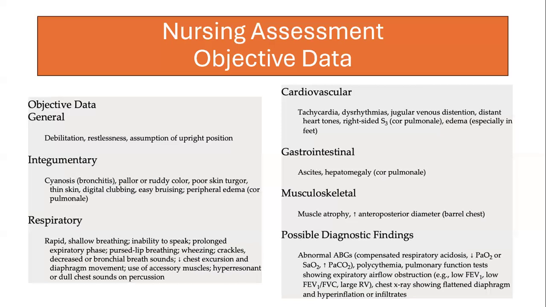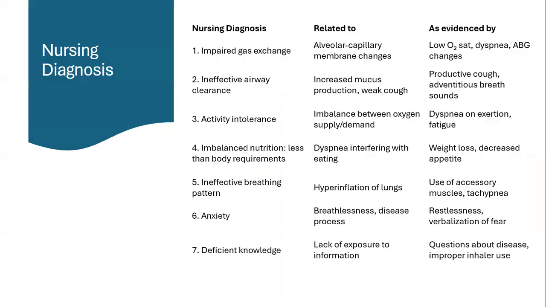You may see abnormal ABGs with compensated respiratory acidosis, polycythemia, pulmonary functional tests that showing expiratory airflow obstruction, such as low FEV1, and large RV, and also, of course, the chest X-ray that may show flattened diaphragm and hyperinflation or infiltrates. Based on all the data, you can make the nursing diagnosis.